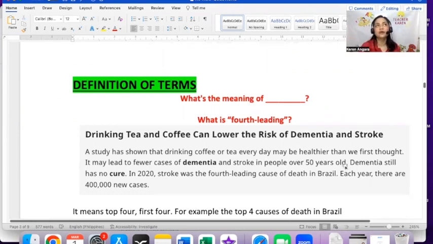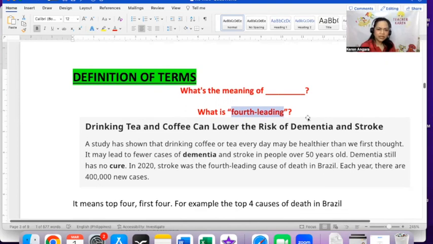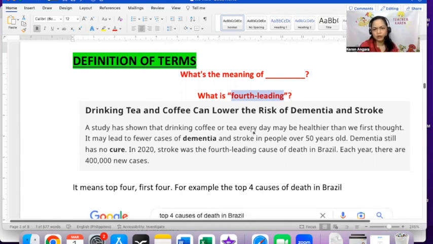So, for instance, from the article, we have here the word fourth leading. Fourth leading, what? So they're going to ask, what do you mean by fourth leading? So fourth leading means top four, the first four reasons, right? So this is the fourth reason. Let's say in this sentence, in 2020, stroke was the fourth leading cause of death. So it's the fourth reason, fourth common reason why people would die.